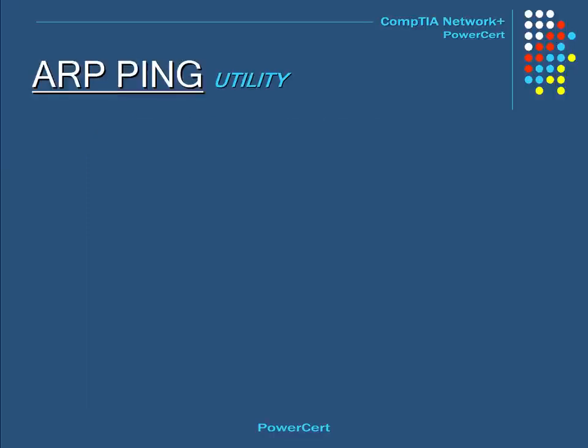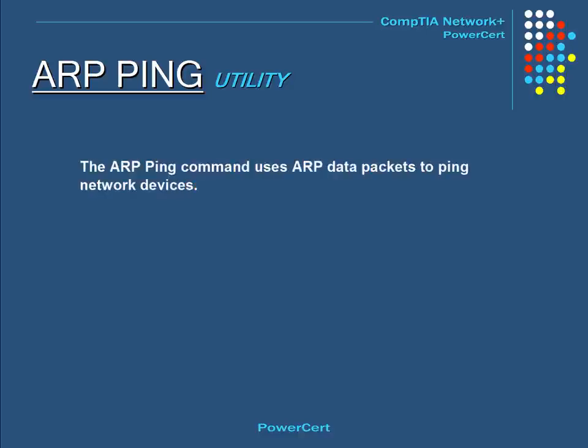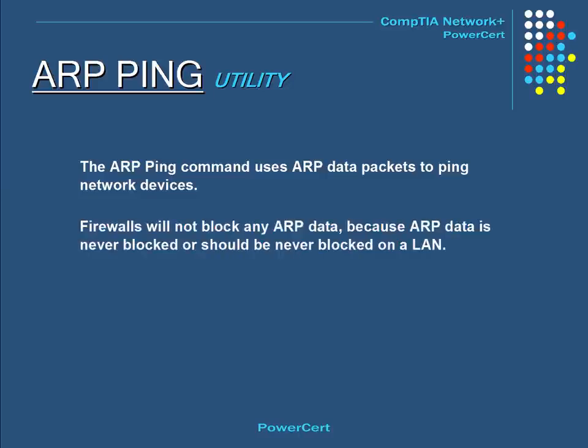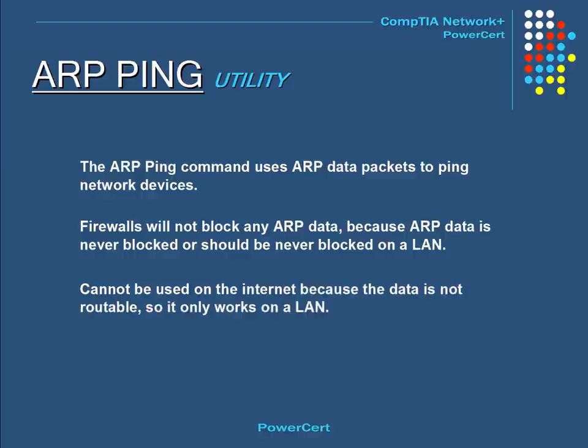If you wanted to check a device using the regular ping command, and if you failed to get a response because the firewall on the device has blocked all ping requests, you can use the ARP ping command instead. The ARP ping command uses ARP data packets to ping network devices. And since it uses ARP packets, a firewall will not block any ARP data, because ARP data is never blocked, or should never be blocked, on a LAN. And the ARP ping command cannot be used on the internet. The data is not routable, so it only works on a local area network.